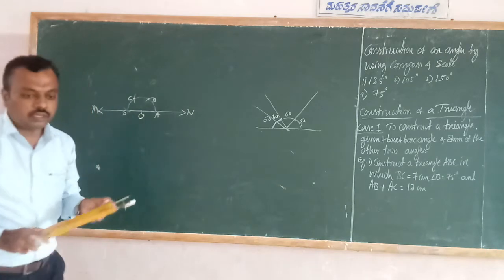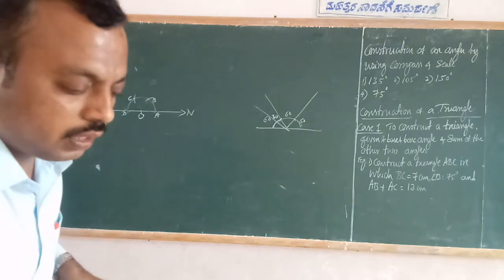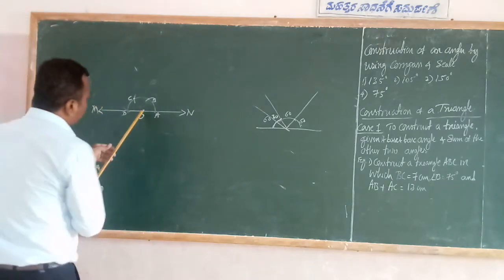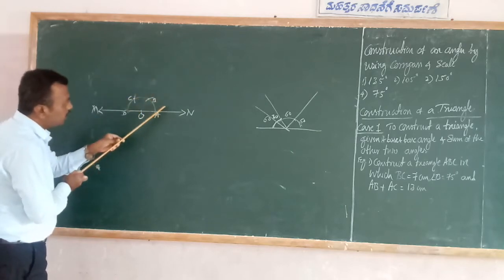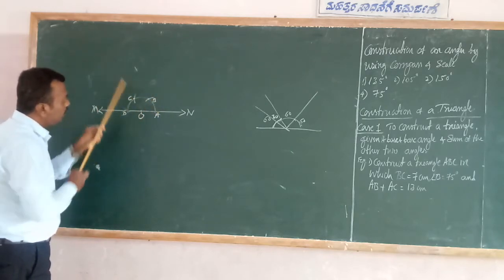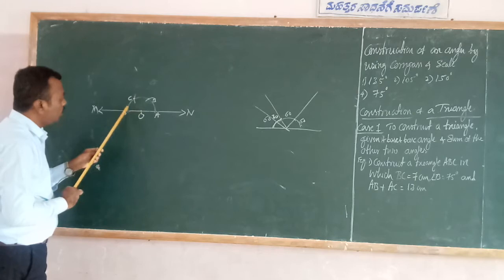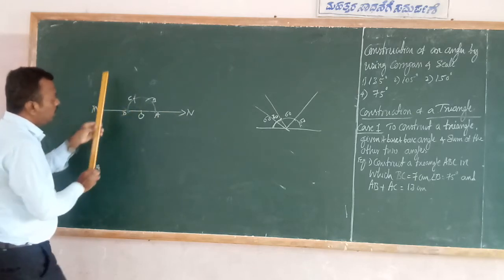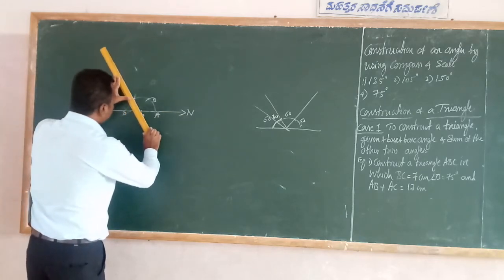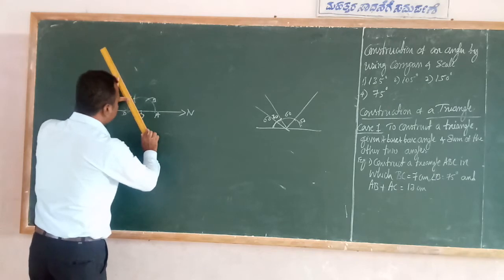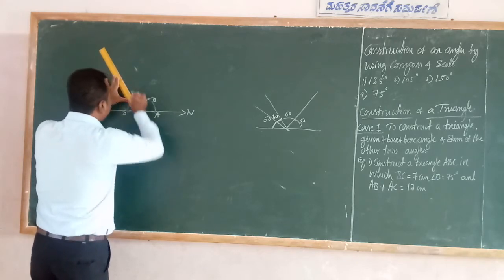So if you are joining O to B, it becomes 60 degree. Is it right? If you are joining O to B, it becomes 60 degree. O to C, it becomes 120 degree. O to D becomes 180 degree. Now I will join OC in a dotted line.